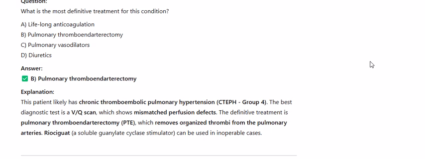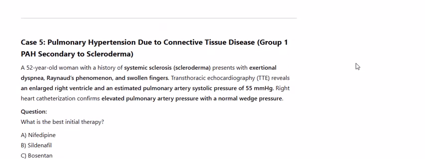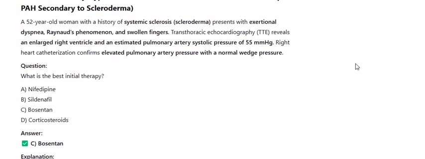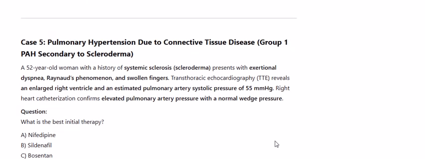Case 5, pulmonary hypertension due to connective tissue disease, Group 1, PAH secondary to scleroderma. A 52-year-old woman with a history of systemic sclerosis, scleroderma, presents with exertional dyspnea, Raynaud's phenomenon, and swollen fingers. Transthoracic echocardiography, TTE, reveals an enlarged right ventricle and an estimated pulmonary artery systolic pressure of 55 mmHg. Right heart catheterization confirms elevated pulmonary artery pressure with a normal wedge pressure.